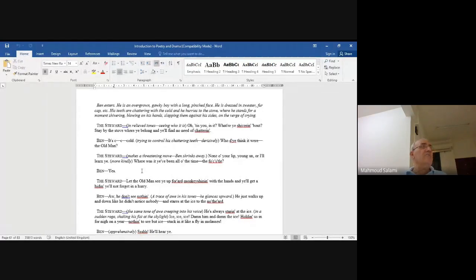They were hearing the footsteps up on deck, and he asked him, "Who do you think these steps going and coming are? The old man?" Of course, he means the captain. They call the captain the old man, they give him this name. The steward makes a threatening move, and Ben shrinks away.